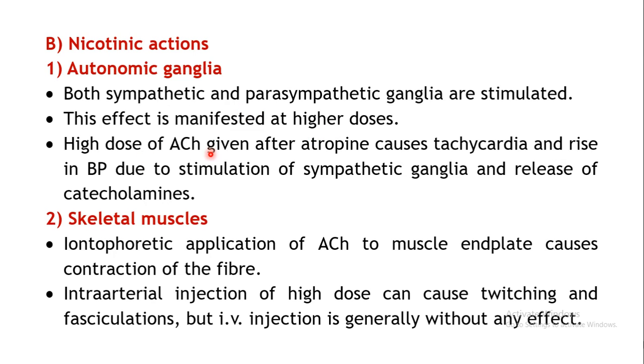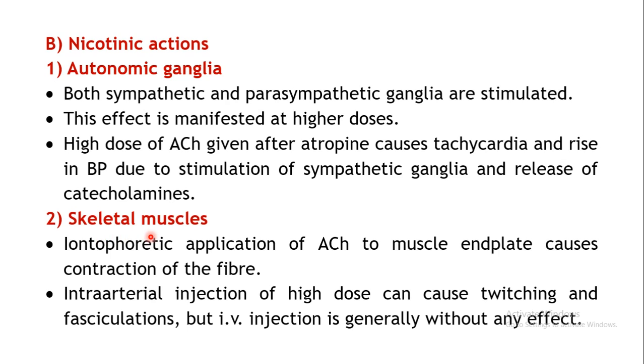Even the high doses of ACH, which is given after atropine. Atropine actually is a muscarinic blocker. It blocks the muscarinic receptor. So once you give atropine and after that if you give high doses of ACH, it results in tachycardia and rise in BP. This is mainly due to sympathetic ganglia stimulation and release of the catecholamines.